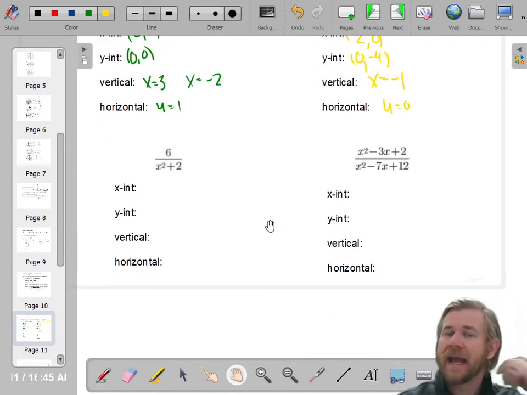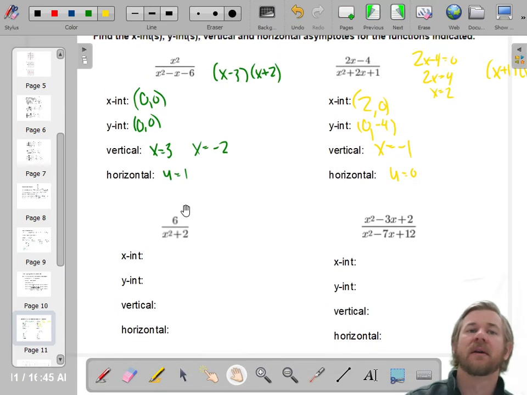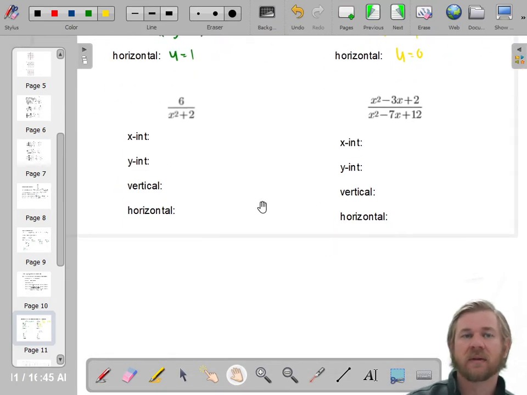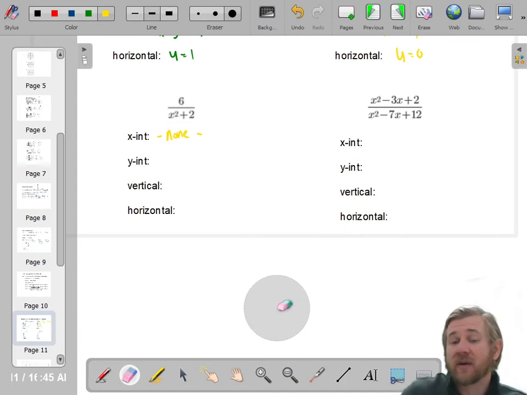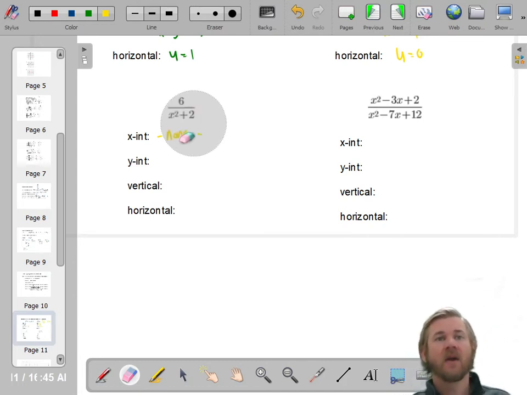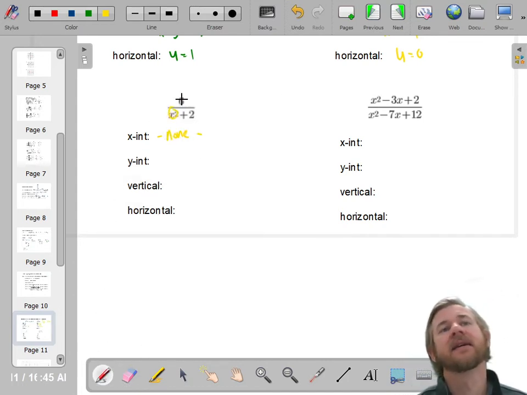Let's keep rolling. X-intercept, when does the numerator equal 0? When does 6 equal 0? It doesn't. There is no x-intercept in this problem, since you can't set the numerator equal to 0. 6 doesn't equal 0, so it'll never equal 0. That means there's no x-intercept. Y-intercept, plug in 0 for x. 6 divided by 2 is 3, so this is (0, 3).